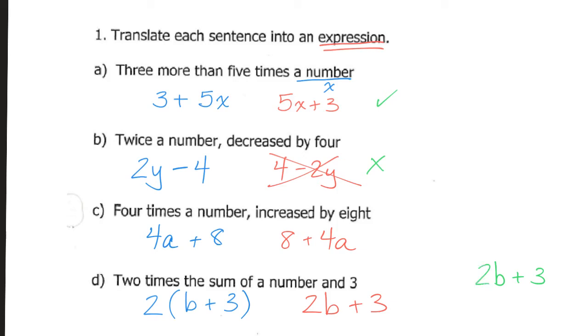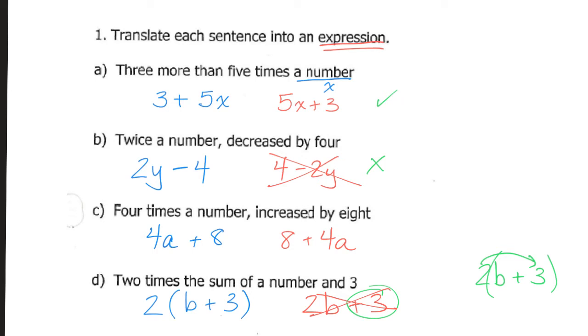By only putting the 2 out in front of the B, I have not multiplied the whole thing by 2. Notice, in order to do that, I would need to have a plus 6 on the end. So hopefully we can see that that red would not be an acceptable translation. Okay, each one of those were us changing a sentence into an expression.